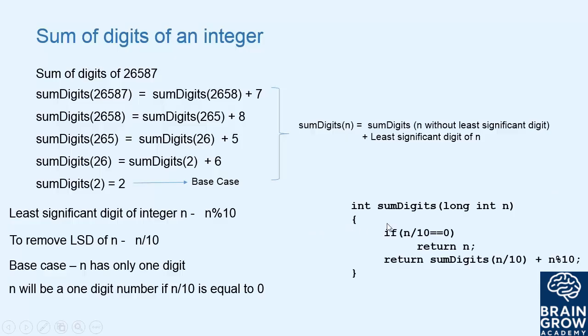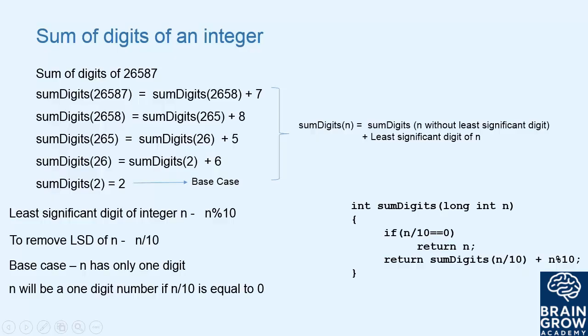Now this is our recursive method. If n/10 is equal to 0, that is if n is a single digit number, then sum of digits is the number itself. So in this case, n is returned from this method. Otherwise, sum of digits of n/10 plus n modulus 10 is returned. This n modulus 10 is the least significant digit of n, and this n/10 is the number n without the least significant digit.